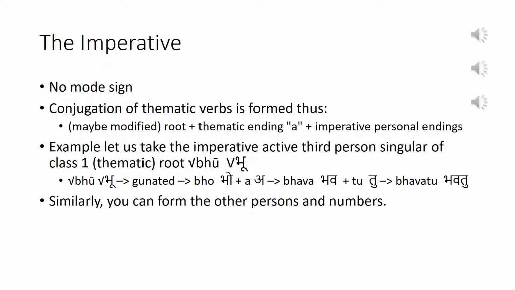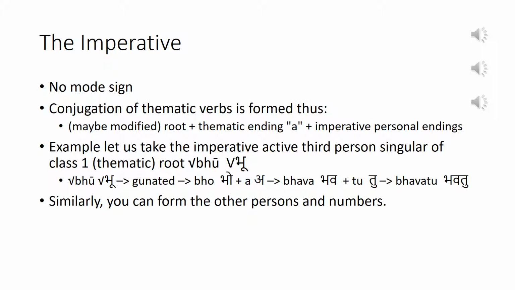The imperative has no mode sign. The imperative endings are directly added to the tense stem. So the imperative conjugation of thematic verbs is formed thus: the modified root plus thematic ending a plus imperative personal endings. As an example, let us take the imperative active third person singular of class 1 thematic root bhu.